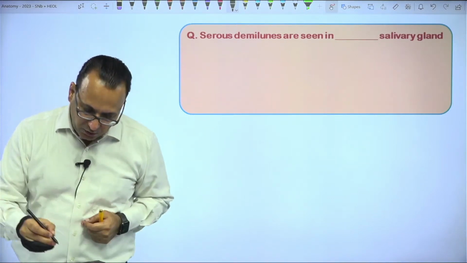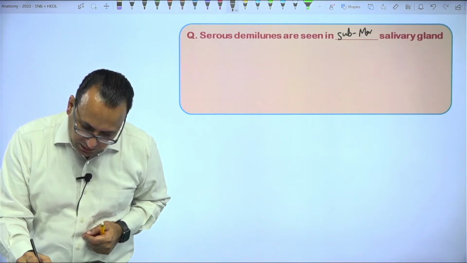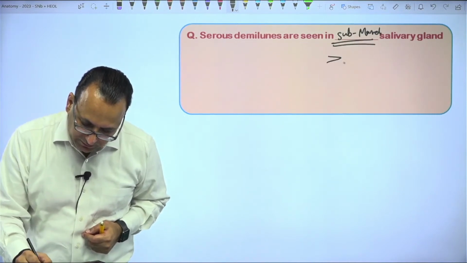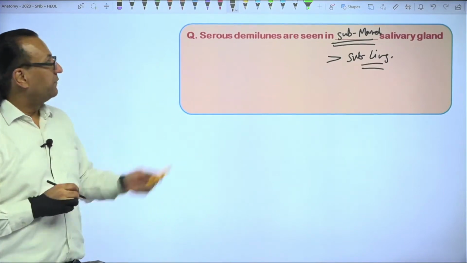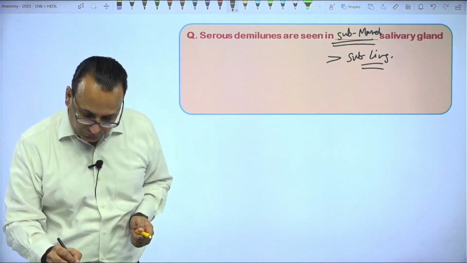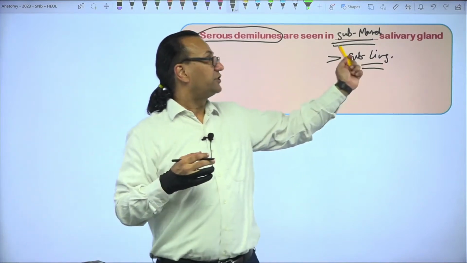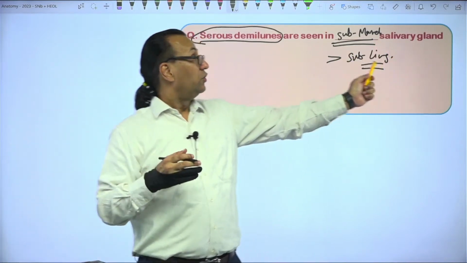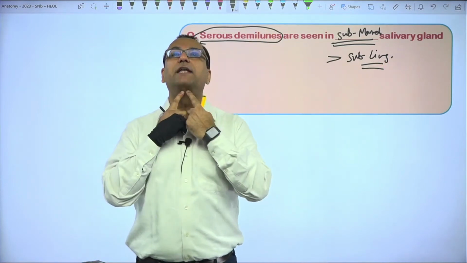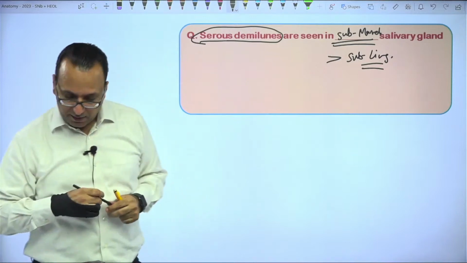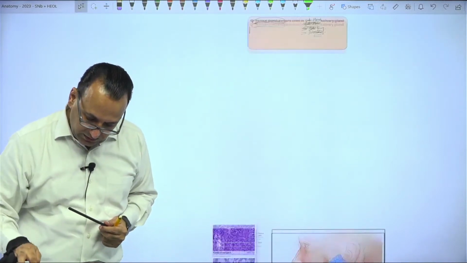So here you can write your answer as submandibular salivary gland greater than sublingual salivary gland. There can be two answers, but serous demilunes are mostly seen in the mixed type of salivary gland, which is the submandibular salivary gland, though you can see serous demilunes even in the sublingual salivary gland. Let me show you the diagram, but here the answer should be submandibular salivary gland. So what about the diagram?